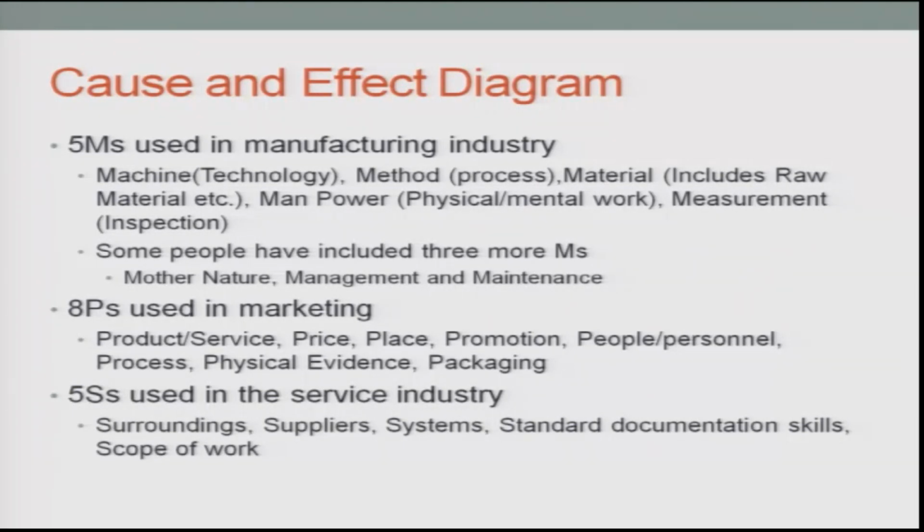The 8 P's in marketing are product and services, price, place, promotion, people and personnel, process, physical evidence and packaging. Obviously, they would also have a negative or positive effect, depending on how they are utilized, in order to improve quality. The 5 S's are used in service sectors. Initially we discussed the manufacturing sector, now the service sector. The 5 S's are surroundings, supply, system, standard documentation skills and the scope of work.